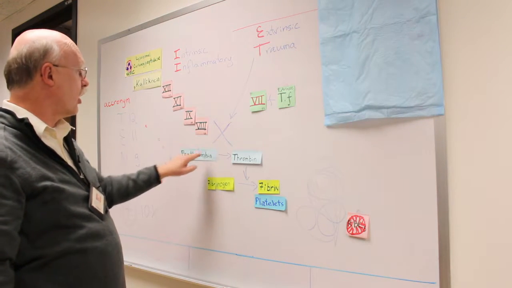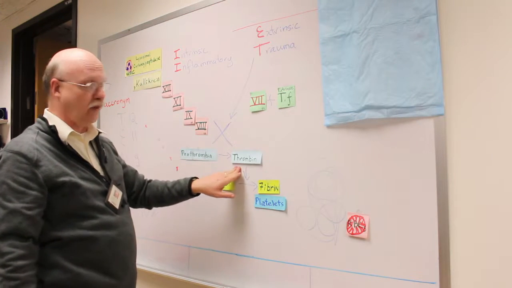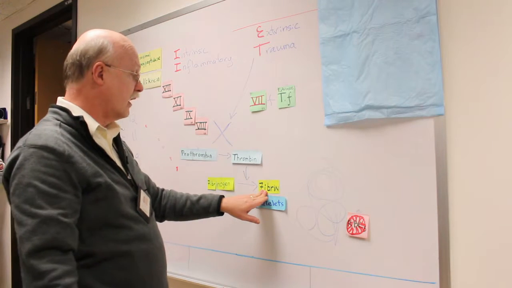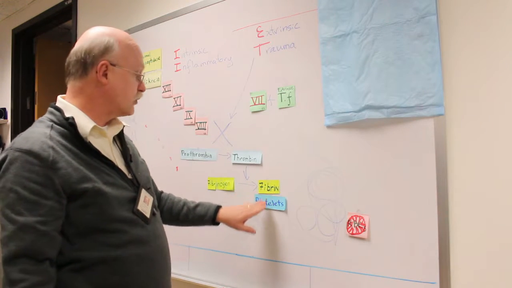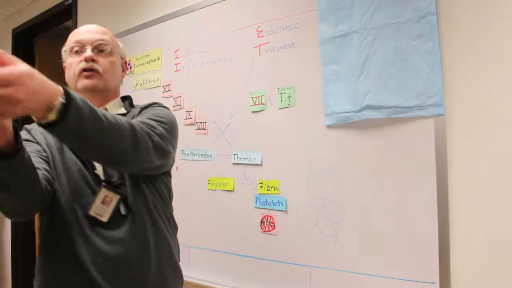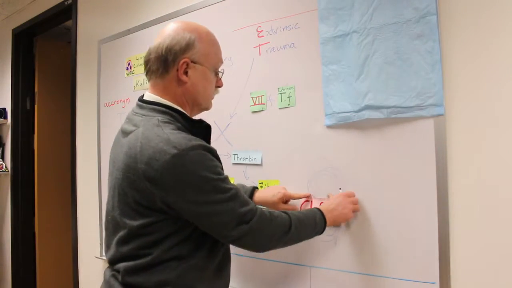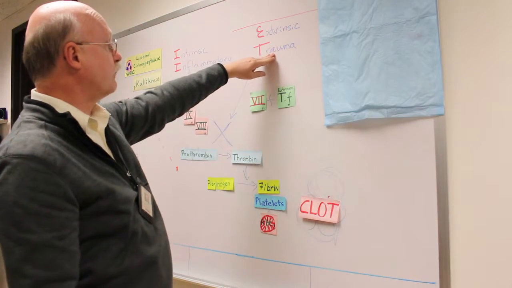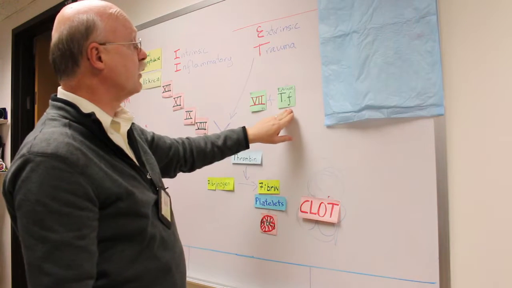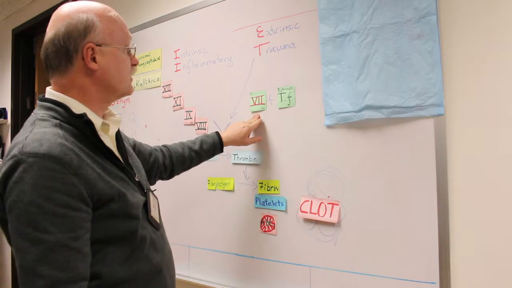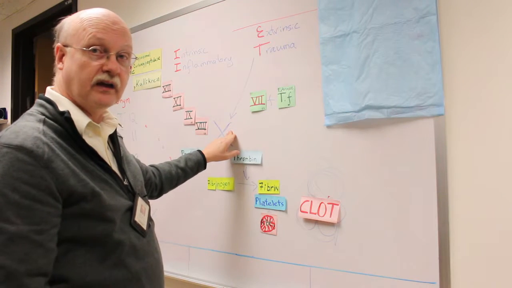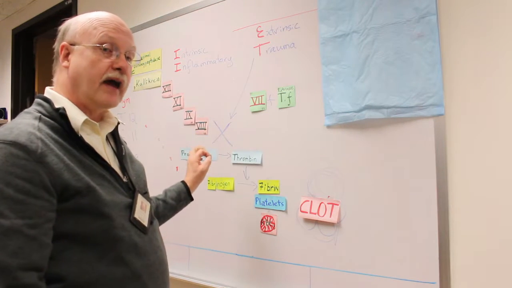Factor 10 causes the conversion of prothrombin to thrombin. Thrombin causes the conversion of fibrinogen to fibrin. Fibrin forms a matrix which traps platelets and WBCs to form a clot. Alternatively, the extrinsic pathway is driven by trauma, which exposes tissue factor, which reacts to factor 7 and directly activates factor 10.